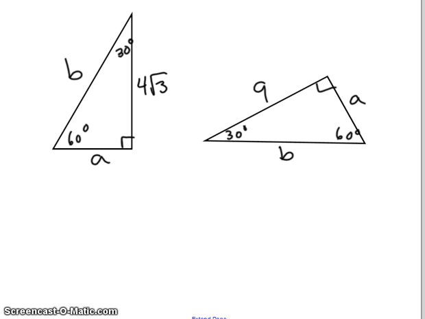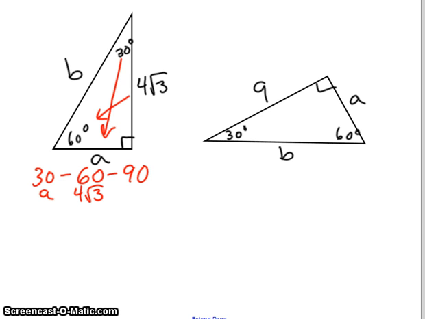Okay, last set. All right, 30, 60, 90. Across from the 30 we have a. Across from the 60 we have 4 square root 3. And across from the 90 we have b. Okay, and if you still need your ratios, let's do it: s, s square root 3, and 2s.